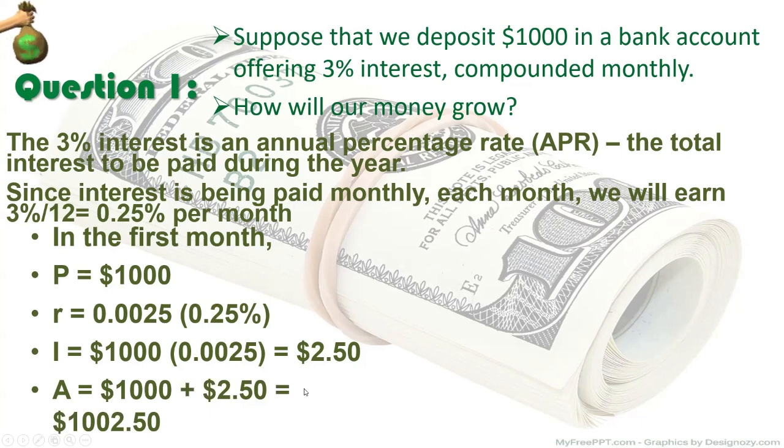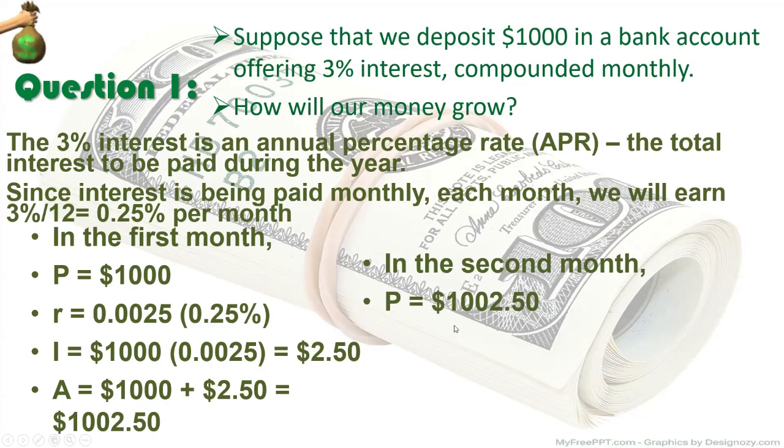So our accumulated amount is the $1,000 that we put into the account, and the interest, which is $2.50. So we add those up and we get $1,002.50. Now let's look at what happens in our second month. In our second month, now we have in our bank account $1,002.50. So our new principal becomes $1,002.50.